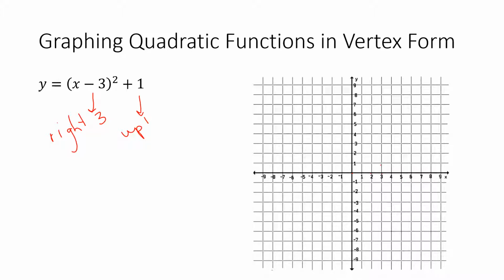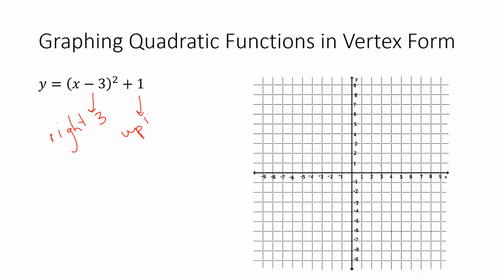Now, we don't have a dilation factor. There's no number out in the very front. So that means we're going to follow the same original pattern from our parent function. So remember the pattern: over 1, up 1, because 1 squared is 1. Over 2, up 4, because 2 squared is 4. And over 3, up 9, because 3 squared is 9.